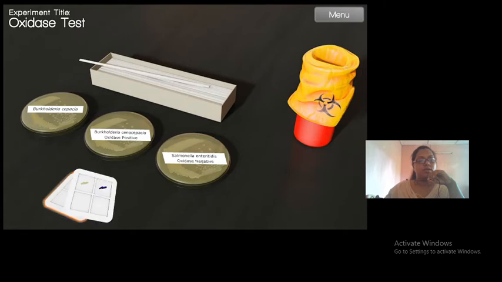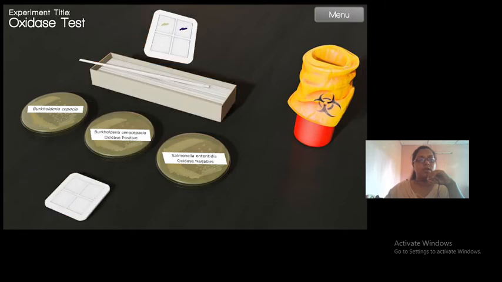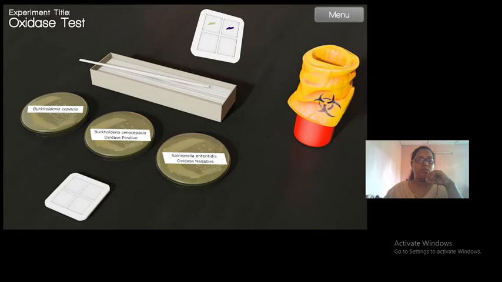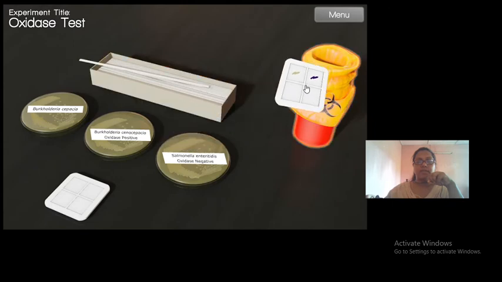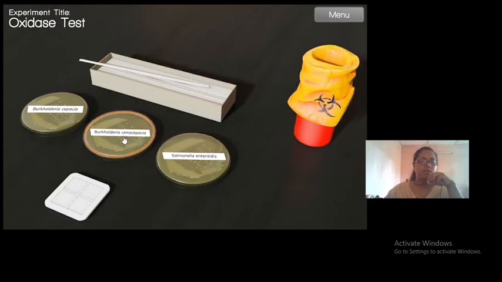Okay, so I'm not going to use this one anymore. Although two compartments are already there, but for some reason, I don't need it anymore. Okay, I have to discard it. So you have to discard it here in this dustbin. Remember to dispose of the dry slide in the biohazard container. So everything that is not going to be used and has the organism must go in the dustbin. Okay, so this one is done.